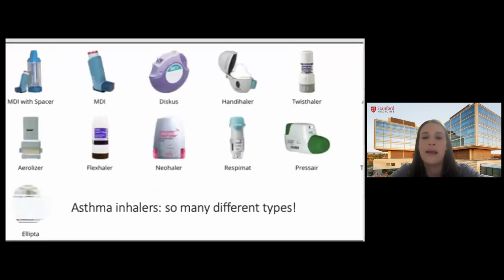And here's a slide, like I mentioned, going over all the different types of inhalers that are available today that your physician may prescribe. So you have your MDI, which is just your regular puffer, which can be used with or without a spacer, which is a little tube that I'll show you that helps the medication delivery. You have your Diskus, your HandiHaler, a Twisthaler, a Flexhaler, a Neohaler, a Respimat that has a soft mist come out. And then some inhalers I prescribe are in an Ellipta.